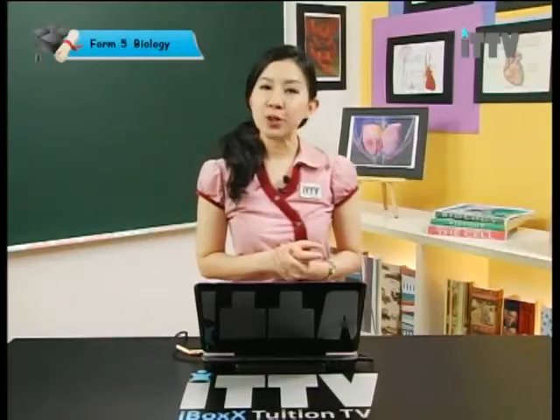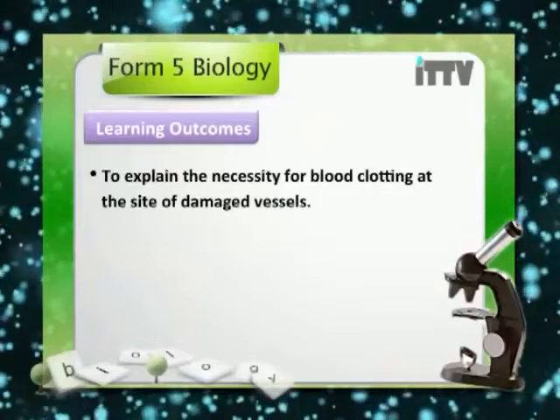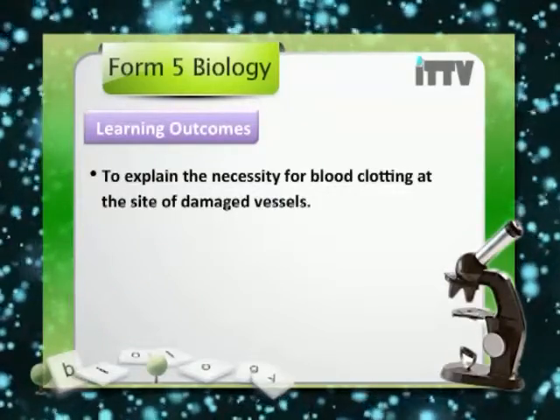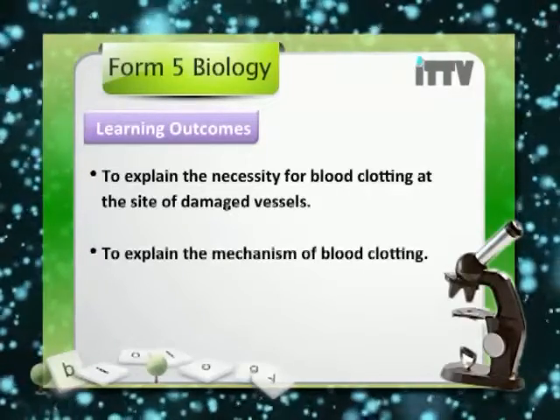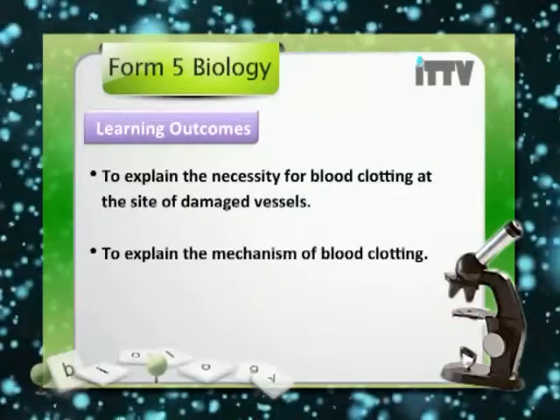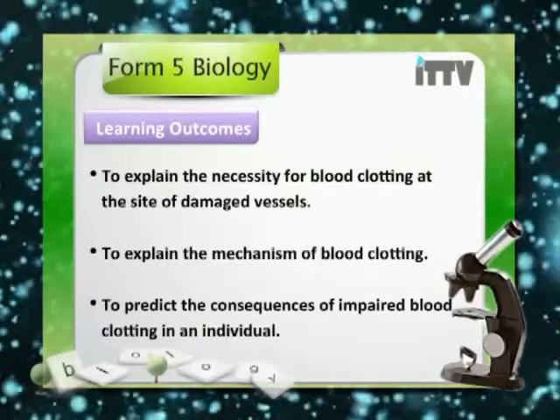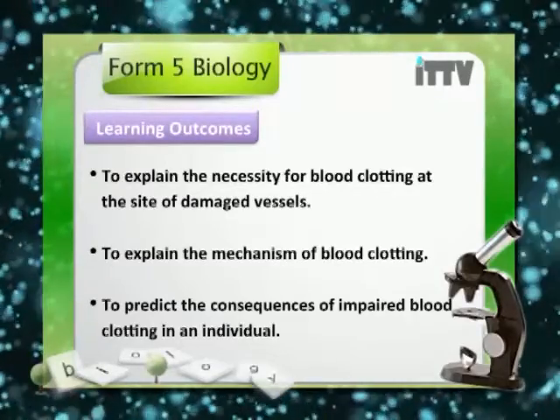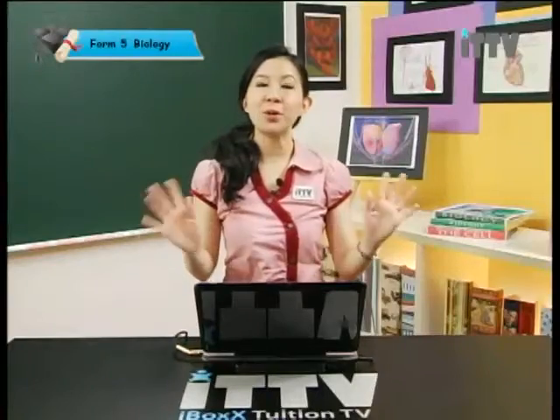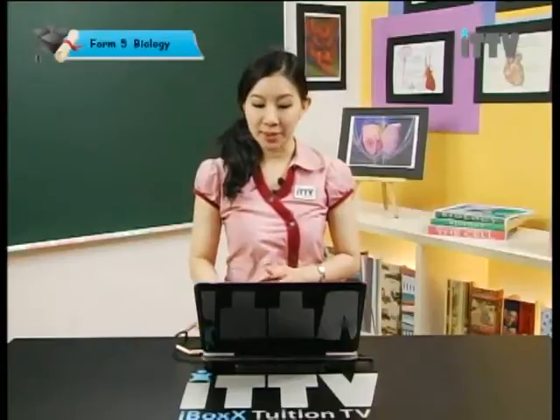The learning outcomes for today's lesson would be to explain the necessity for blood clotting at the site of damaged vessels. Secondly, to explain the mechanism of blood clotting. And thirdly, to predict the consequences of impaired blood clotting in an individual. So for today's lesson, we only have 3 learning outcomes.